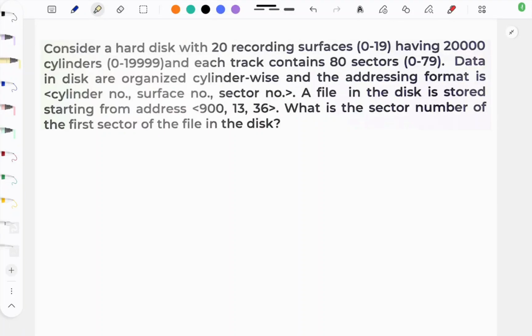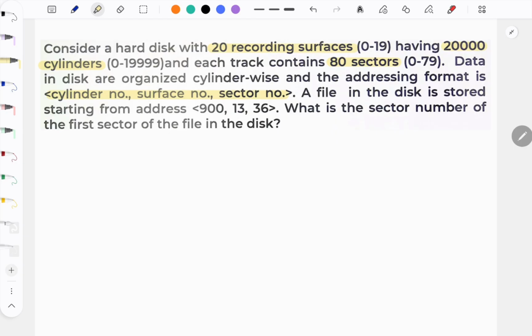So we will be discussing a few questions based on the concepts that we learned. Here we are given a hard disk with 20 recording surfaces and 20,000 cylinders, and another piece of data is given: each track has 80 sectors. Data in the disk is organized cylinder-wise, and the addressing format is the same one we discussed before.